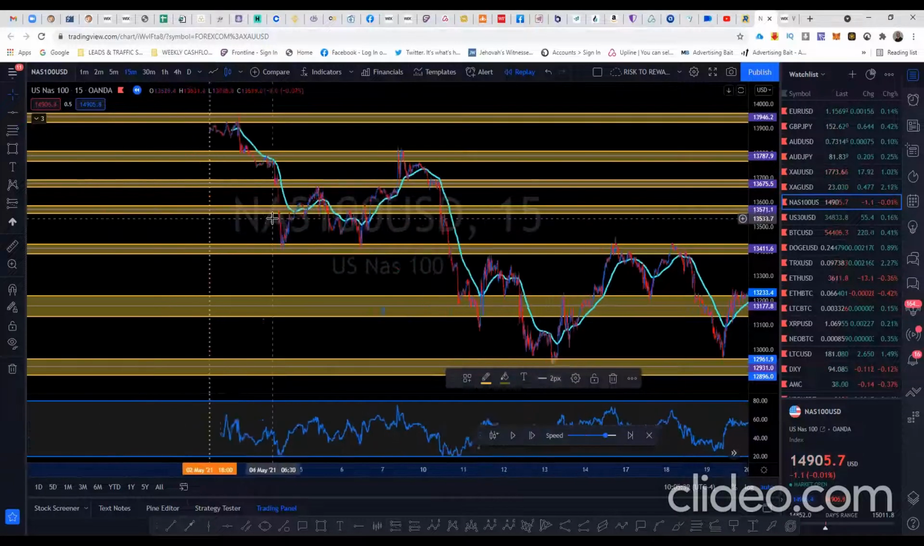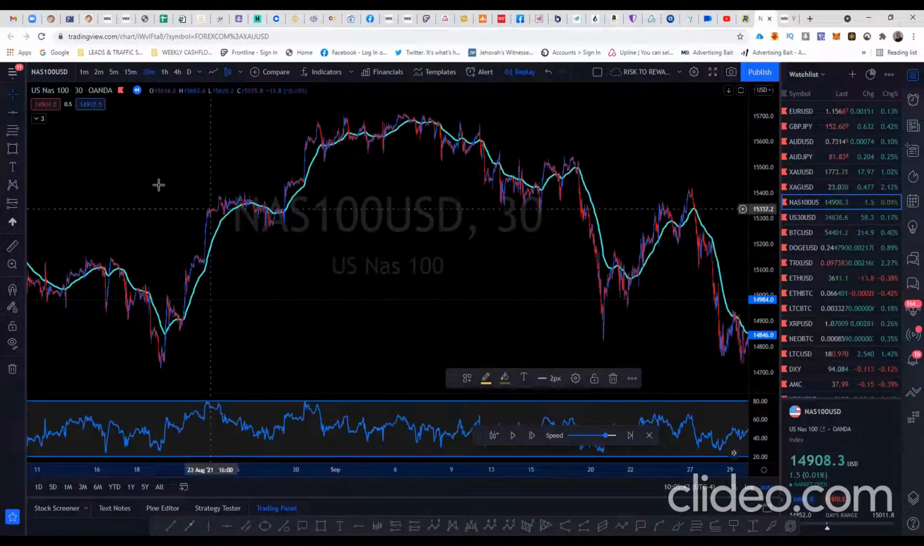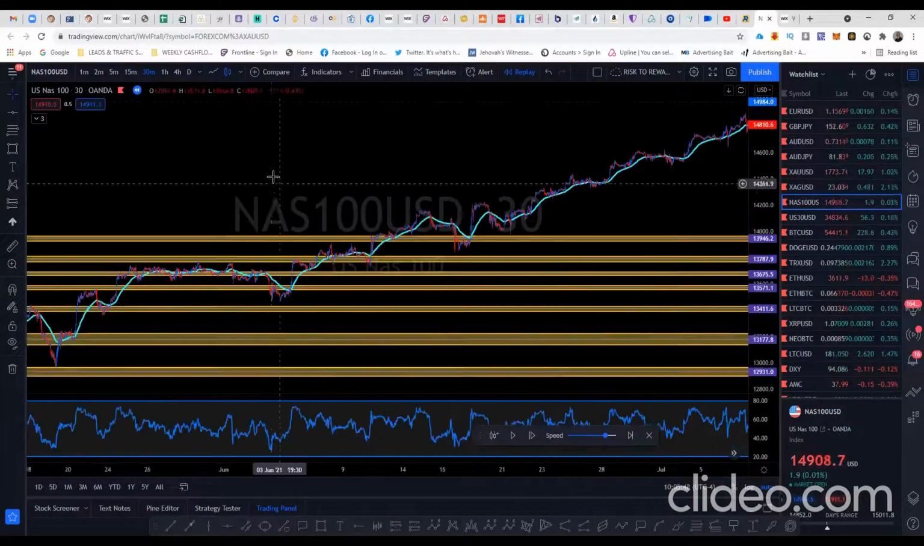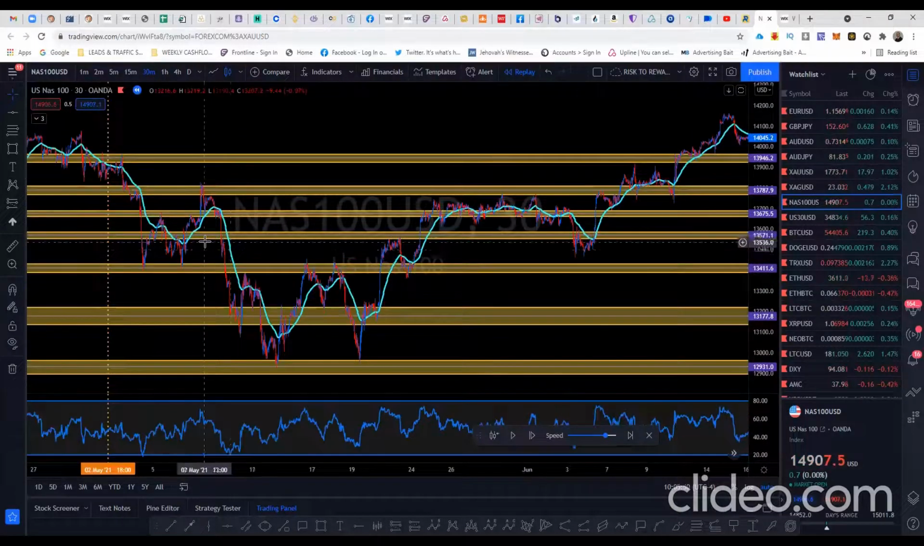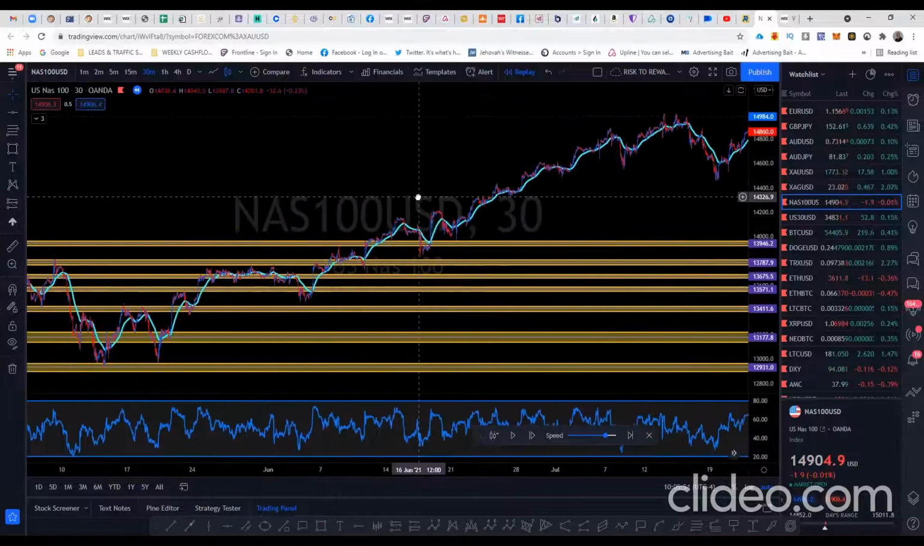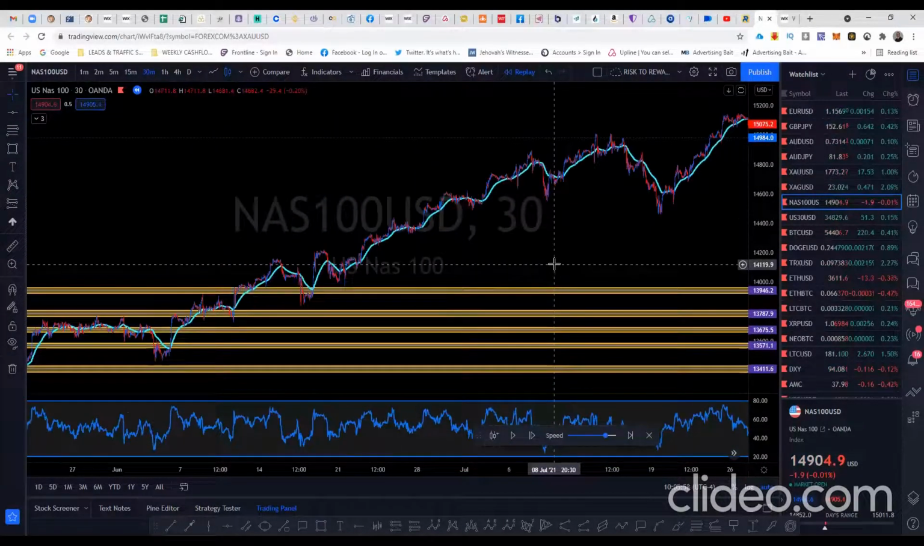So now we're going to go to a 30-minute and do the same thing. Let's go to 30-minute. So now we're going to go all the way back to that point where that vertical line is. And so you see we marked this up on the 15 here. That's where the vertical line is. So now we're going to mark up all of these up here.